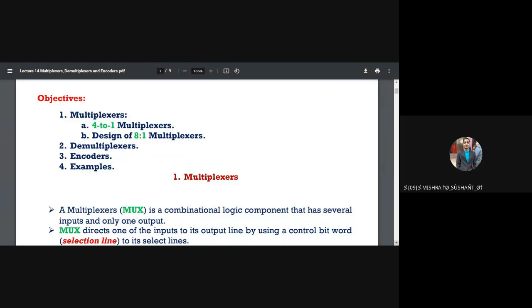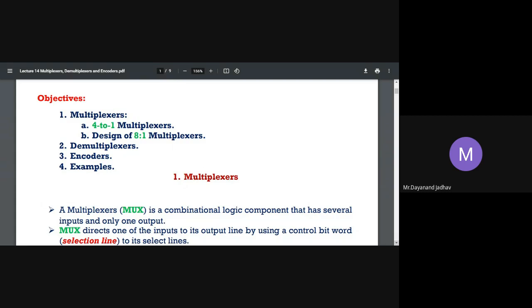Yes, sir. Okay. In this lecture, we are going to discuss the multiplexer and demultiplexer. As we know, combinational circuit and sequential circuit are the two basic circuits in digital system design.